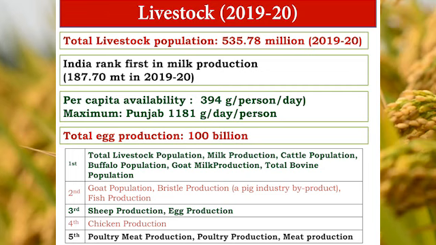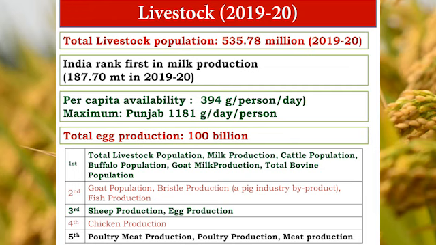So the total livestock population in our country, according to the latest statistics of 2019-20, is 535.78 million. And India ranked first in milk production, which is 187.70 million tons, according to the statistics of 2019-20. Per capita availability of milk is 394 gram per person per day, and this per capita availability is maximum in Punjab, that is 1181 gram per day per person.